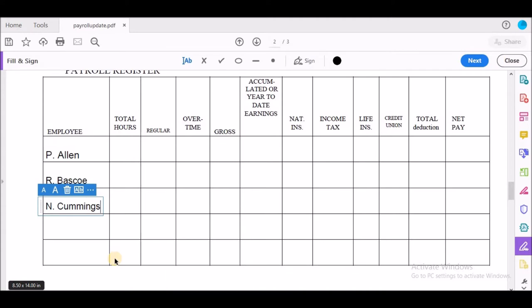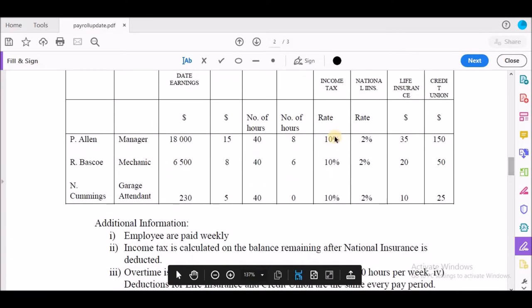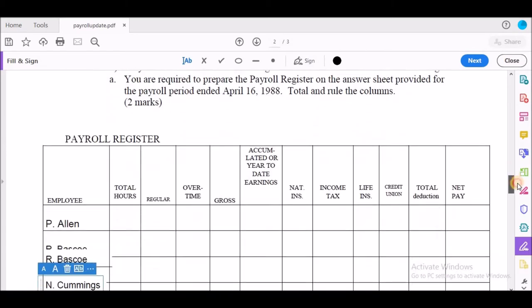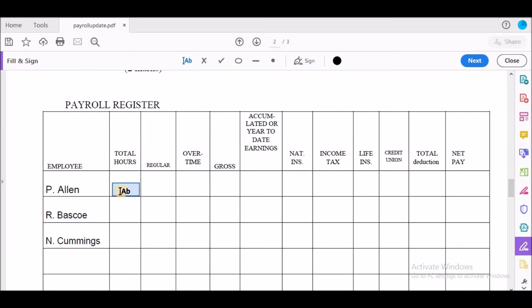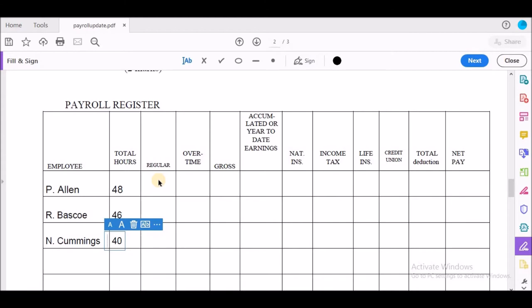So we need now to look at their hours worked. It says total hours here, so we're going to take their overtime and their regular hours worked. For Allen we have 40 plus the 8 hours overtime, so that's 48. For Basco we have 40 hours plus 6 overtime, so that's 46. And for Cummings, we don't have any overtime, so that's 40. So that is the total hours worked. How much of that is regular? How much of that is going to contribute to overtime? And we're going to work out the pay here.